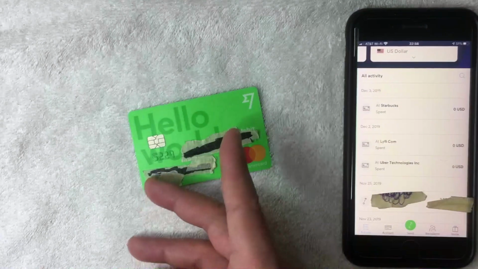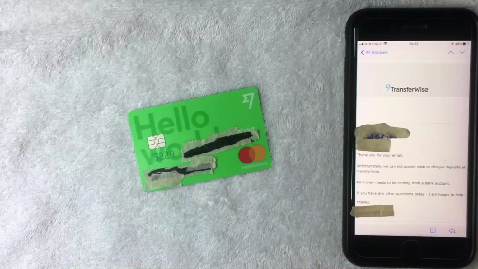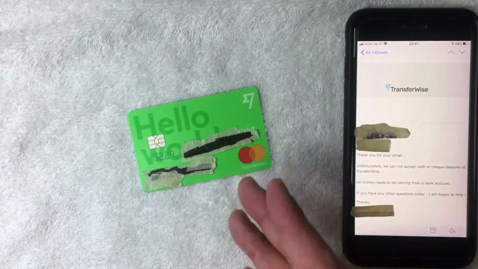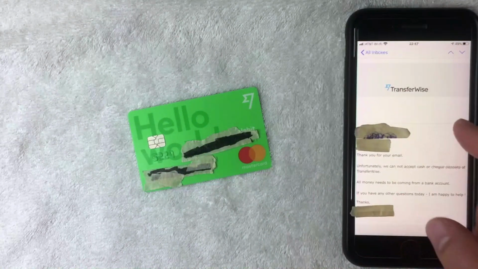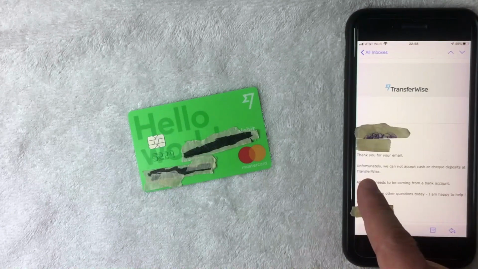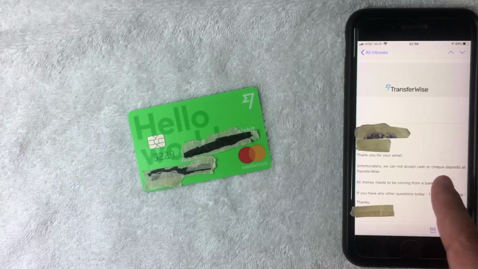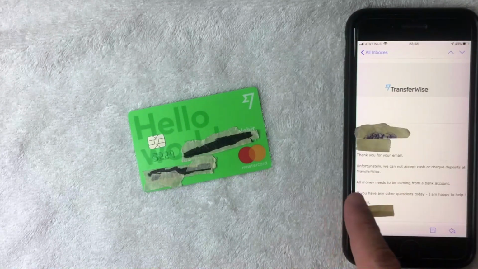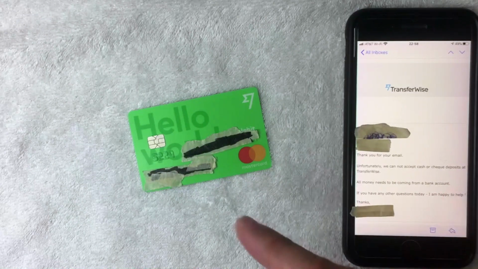Let me switch on over to the response that I received from Transferwise. All right, I went ahead and switched over to the email that I received from Transferwise, and this is the customer service email. It just says, thank you for your email. Unfortunately, we cannot accept cash or check deposits at Transferwise. All money needs to be coming from a bank account. So there you have it.